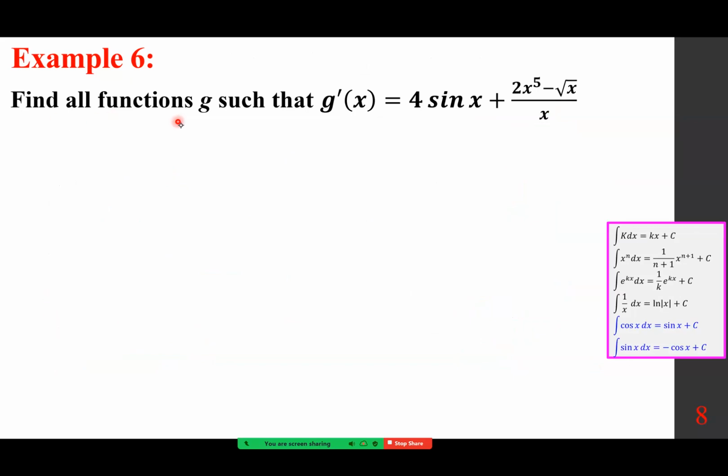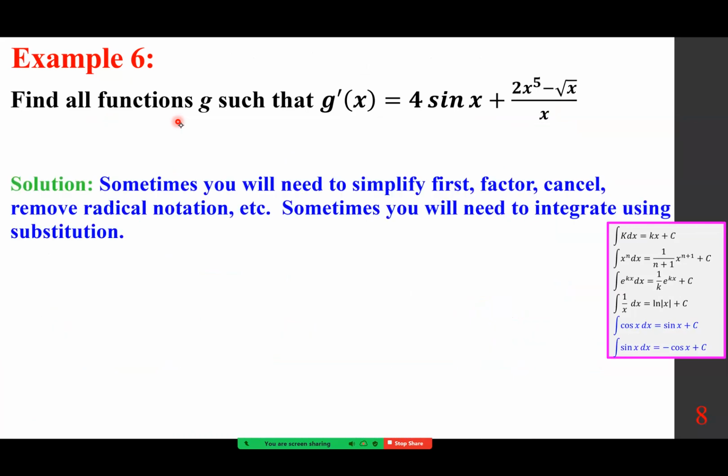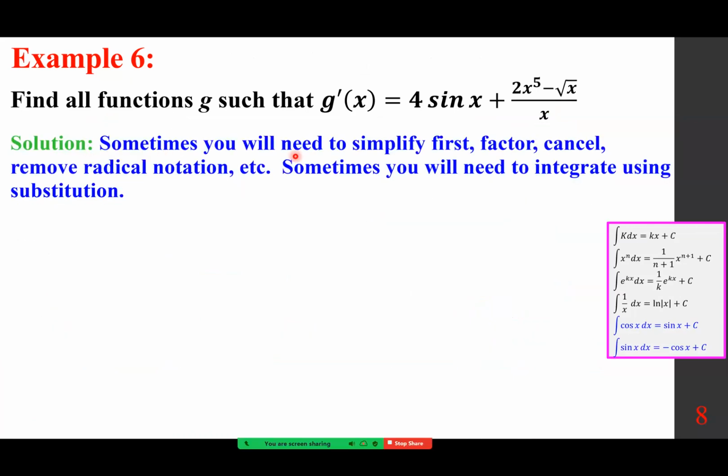Find all functions g such that g prime is 4 sine x plus 2x to the power of 5 minus square root of x over x. Sometimes you will need to simplify first: factor, cancel, remove radical notation, etc. Sometimes you will need to integrate using substitution. The idea is that you have to find a way to make life easy.